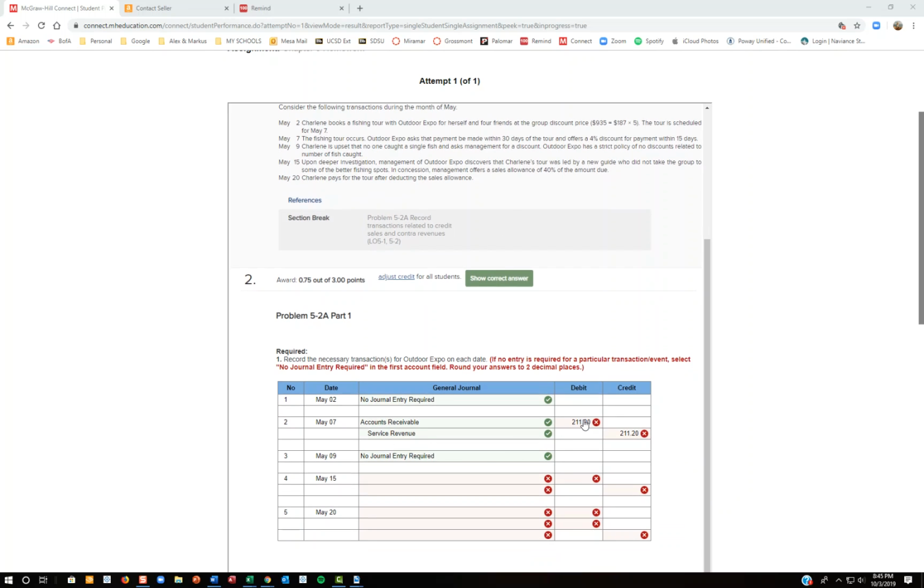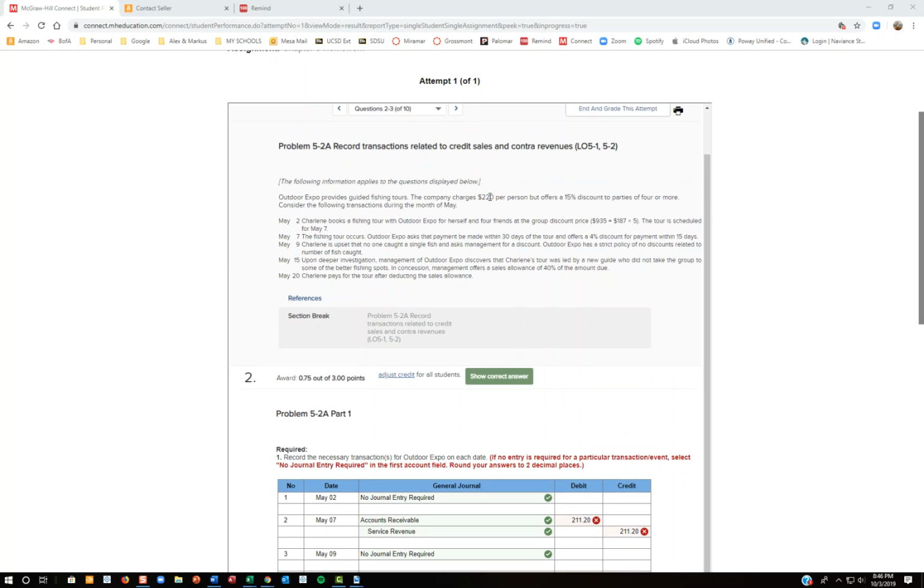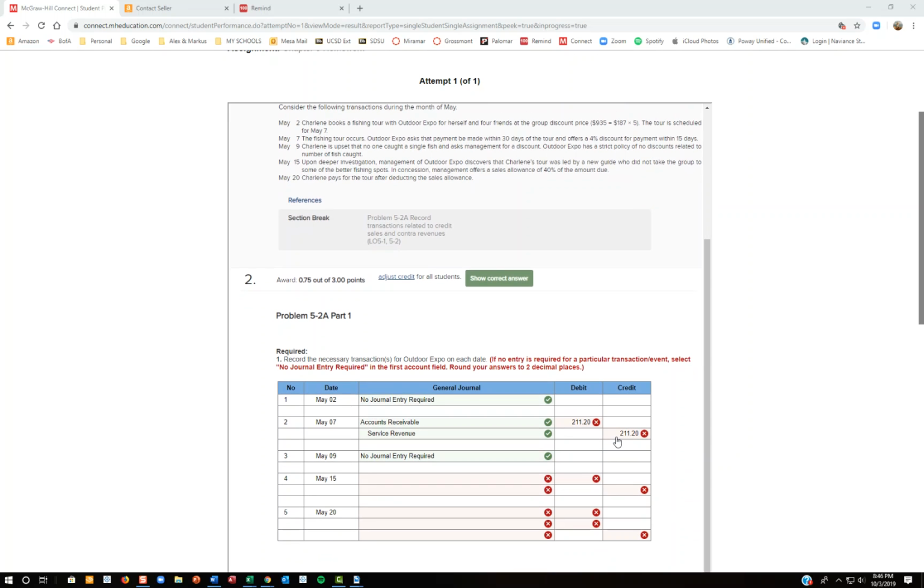I'm not sure where you got the 211, but if you can look up here, they're going to charge $220 a person, and she goes both herself and 4 friends, so that's 5. So if you take $220 times 5, but then take a 15% discount, that's the amount that you're going to enter in right there. And again, on May 9th, she's upset because nobody caught a fish. So on May 9th, you're right, there's no journal entry there.